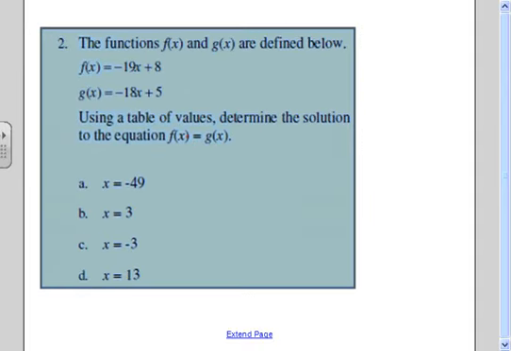The functions f of x and g of x are defined below. F of x equals negative 19x plus 8, and g of x is negative 18x plus 8. Using a table of values, determine the solution to the equation f of x equals g of x. Again, you're welcome to use a table of values, but how will they know? Okay, it's a multiple choice test where your work is not graded. And so use whatever you want. Good luck. Have your teacher check it and make sure that it's right.